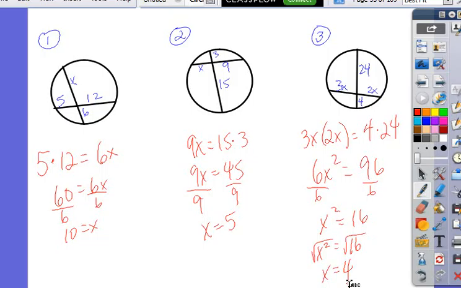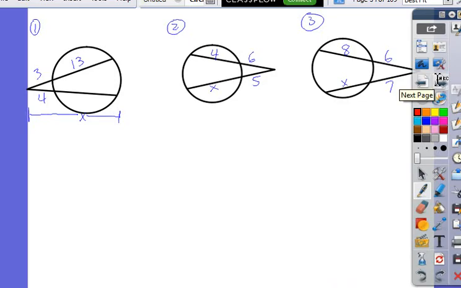All right, are there any questions about that page right there? That was the first rule. The 2 pieces of one chord multiply equal the 2 pieces of the other chord. All of these were the first rule. It's basically a cross multiplication of what they put down. All right, copy those down and we'll go through them.